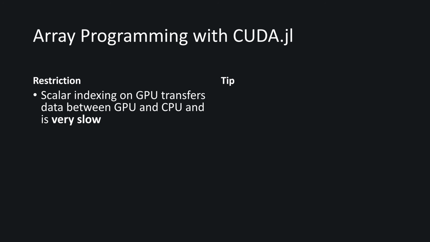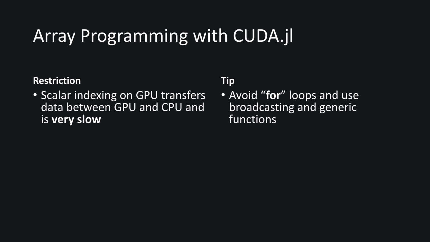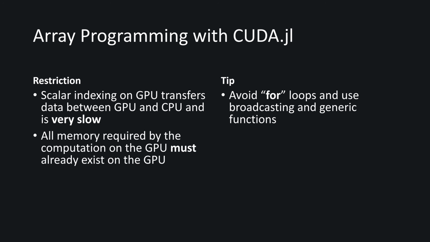The first restriction that you'll see is that scalar indexing is disallowed by default because the performance is incredibly poor. In general, you want to try and avoid this programming style when you're using GPU arrays, because running the for loops actually runs on the CPU and requests data to be transferred bit by bit from the GPU. And most of the time in Julia, it's possible to avoid writing for loops directly and just use broadcasting and generic functions instead. Sometimes this isn't always possible, and if it's not possible, you will have to write a custom GPU kernel.